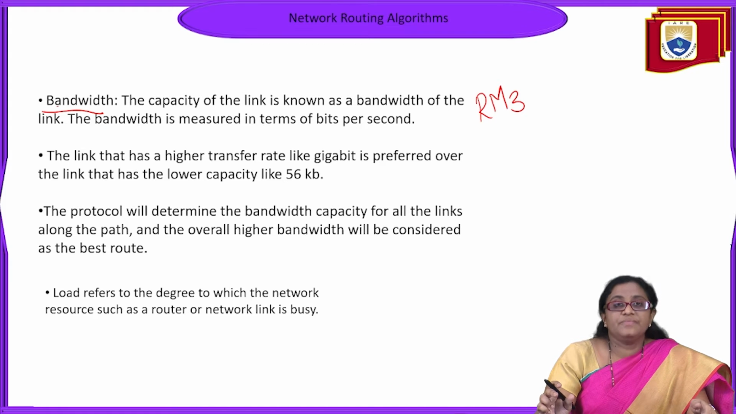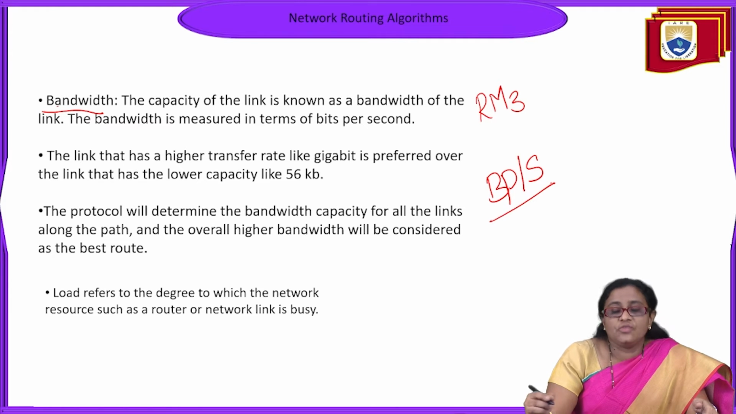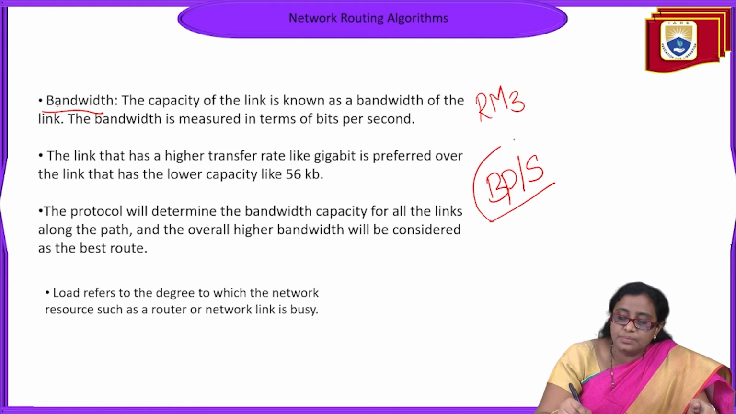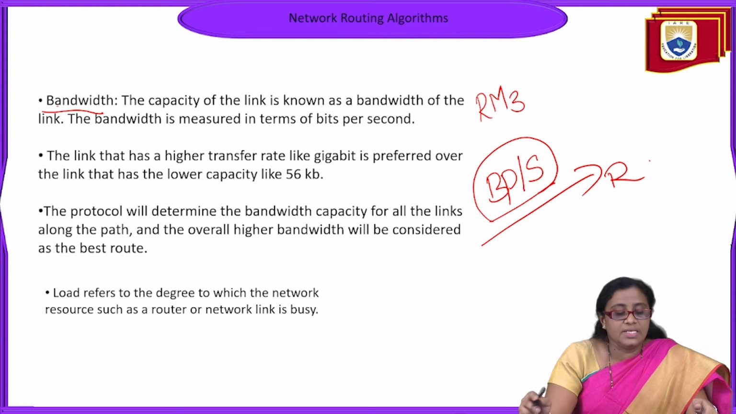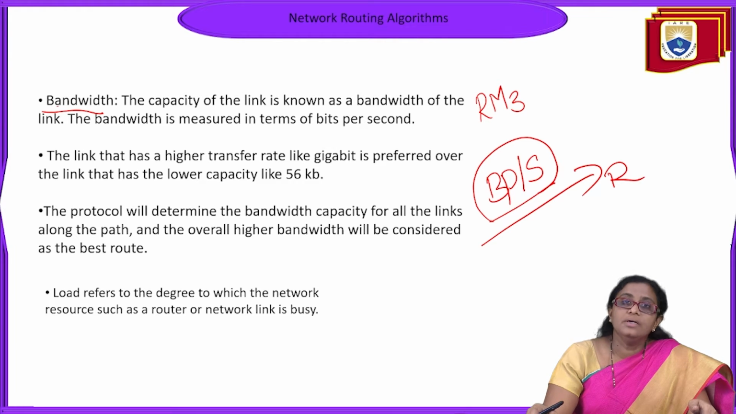That is nothing but the capacity of sending packets in bits per second, or the transmission of data packets in bits per second to reach their destination or receiver. That is nothing but the bandwidth. If you define the bandwidth in a secondary way, it means the capacity of the link is known as the bandwidth of the link. The bandwidth is measured in terms of bits per second.